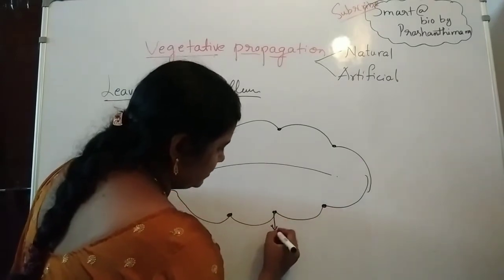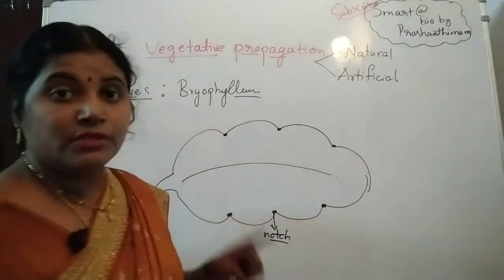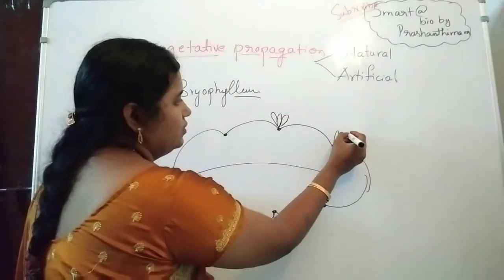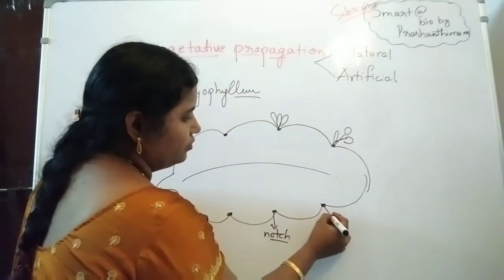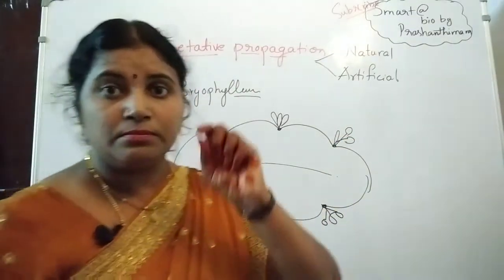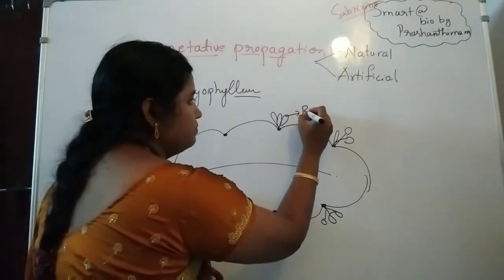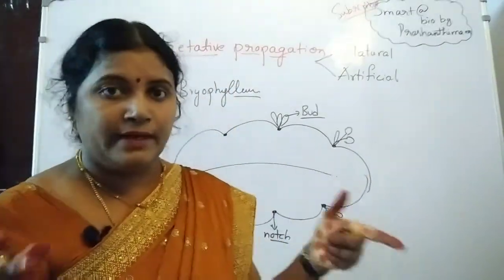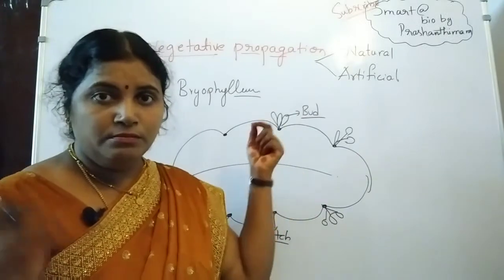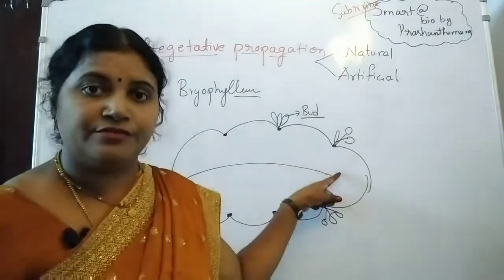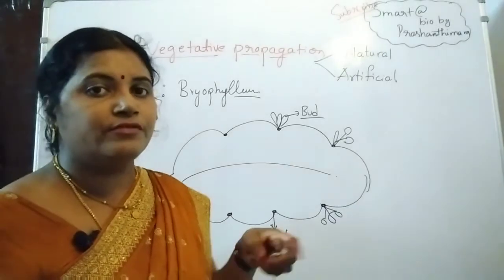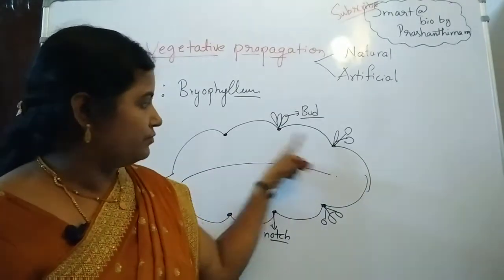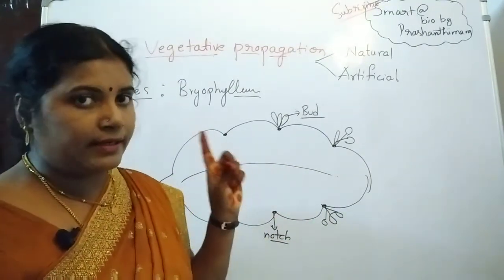From the notches, small buds are going to grow, and later this bud can grow as an individual plant. So by bud formation on the surface of the leaf, the leaf itself is producing the new plant from the notches, from the edges of the leaves. That is the leaf part.